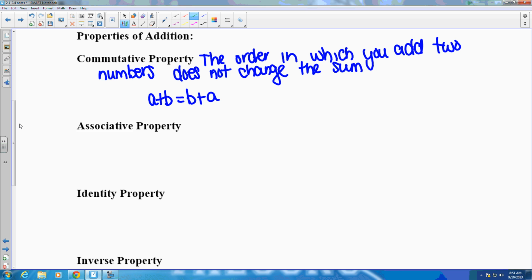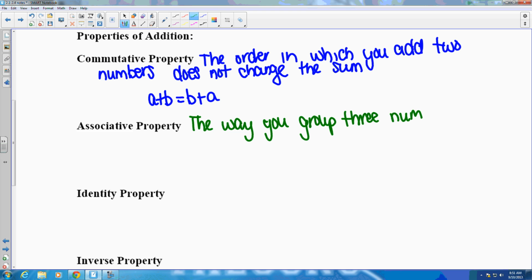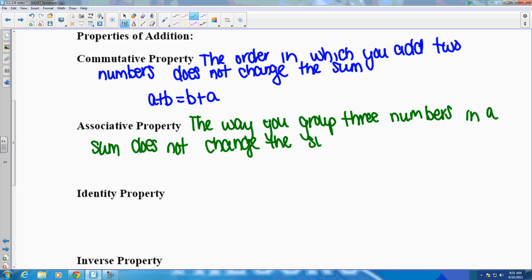The associative property: the way you group three numbers in a sum does not change the sum. Again, we're going to illustrate this with A's and B's. If we have A and B in parentheses and we're adding on C, because we're using addition, this property is stating that we could do A and add it to the sum of B plus C.